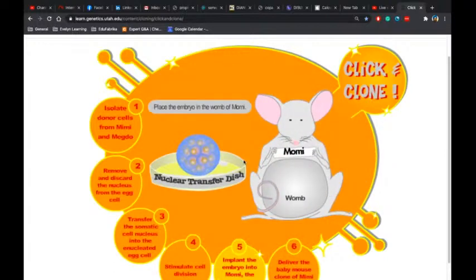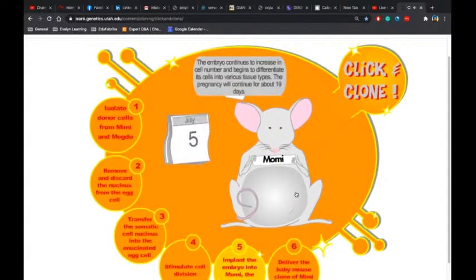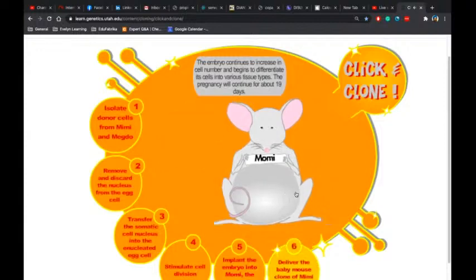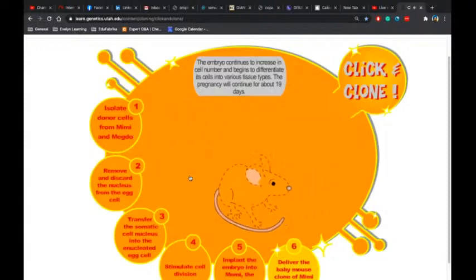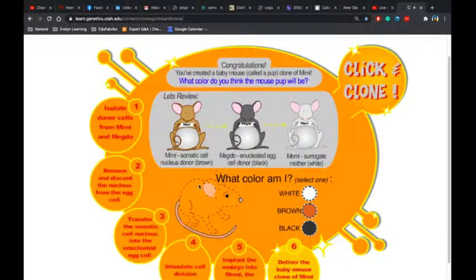So place the embryo in the womb of mommy. We will bring this, and to the surrogate mother, we will implant this embryo. So the embryo continues to increase in size and cell number. It begins to differentiate into various tissue types. So pregnancy will continue for 19 days in mice. So now let's deliver the mommy's child.